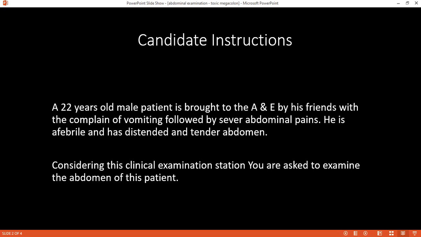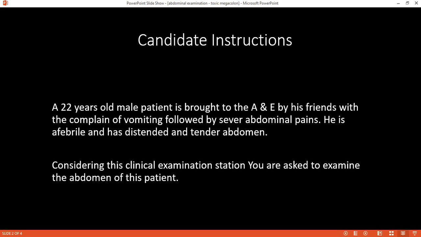Then I'll do the abdominal examination. I'll start with light palpation, checking all nine regions of the abdomen, but before then, I'll ask the patient for the area of pain first and end with that area. Then I'll move to deep palpation, ending with the right iliac fossa. And then I'll check for rebound tenderness as well.